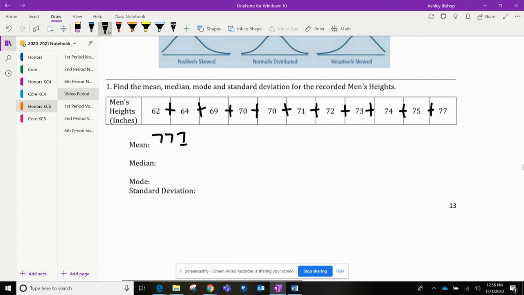So that number came from adding them all up. And I'm going to divide that by how many numbers I actually have. Well, I have 1, 2, 3, 4, 5, 6, 7, 8, 9, 10, 11. So I add up all the numbers and I divide it by how many numbers I have. And then I'm almost always going to get a decimal for my average, and that's okay.